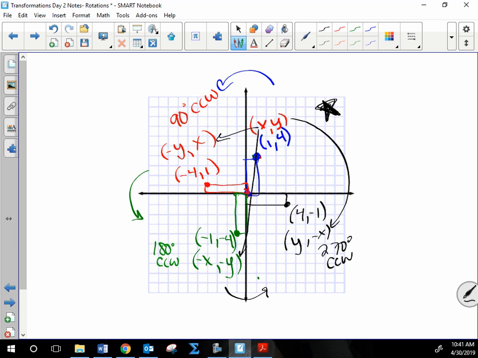I want to go 270, switch, negate the left again. I'm going to have you write this out once you get your paper, in a way that I use to help me remember. You're welcome to use it as well.